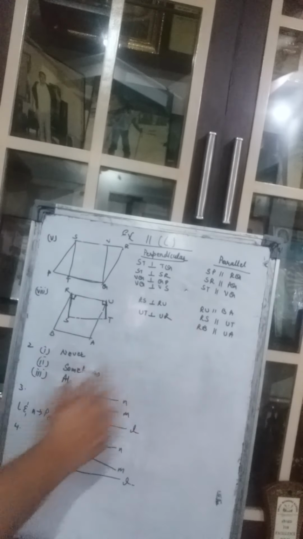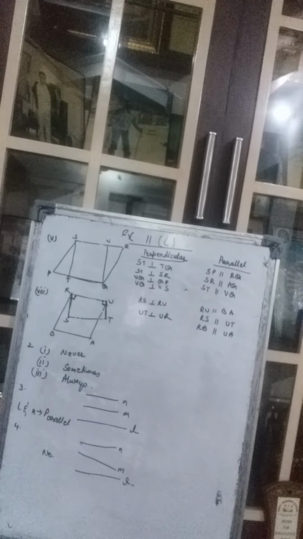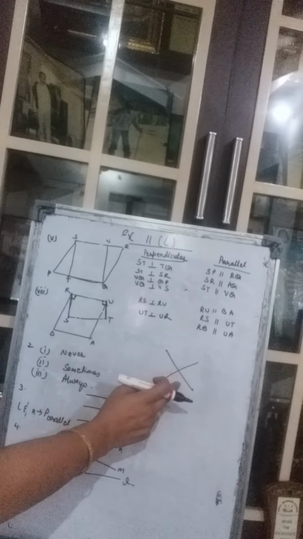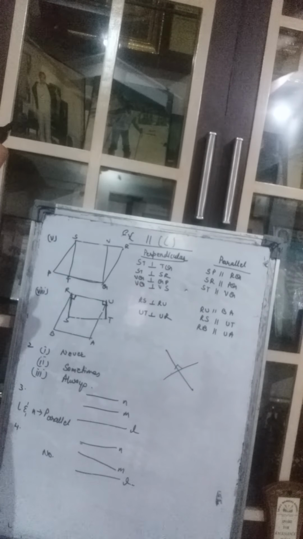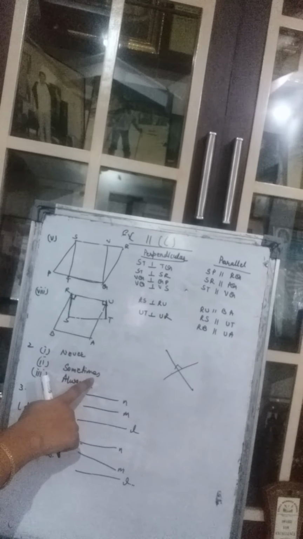Now we come to the second question, which says, tell whether each statement is always, sometimes or never true. Okay. So the first thing. Intersecting lines are parallel. Can intersecting lines be parallel to each other? No. So it is never. Second, intersecting lines are perpendicular. They can be perpendicular, they cannot be perpendicular. So the answer will be sometimes.